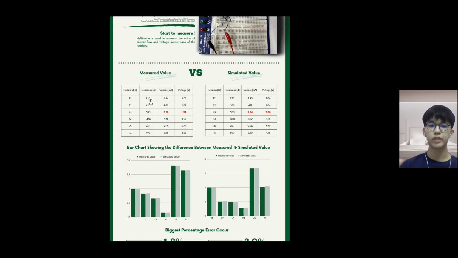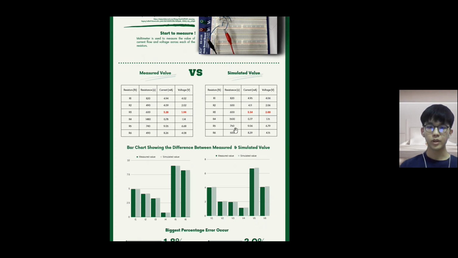The tables below show the data collected from the actual circuit and also from the schematic circuit, and we can observe that the difference between the measured value and the simulated value is very small. But we can take a look at the highlighted value. This highlighted value shows the biggest percentage difference between the measured current and also the simulated current, and also the biggest percentage difference between the measured voltage and also the simulated voltage.